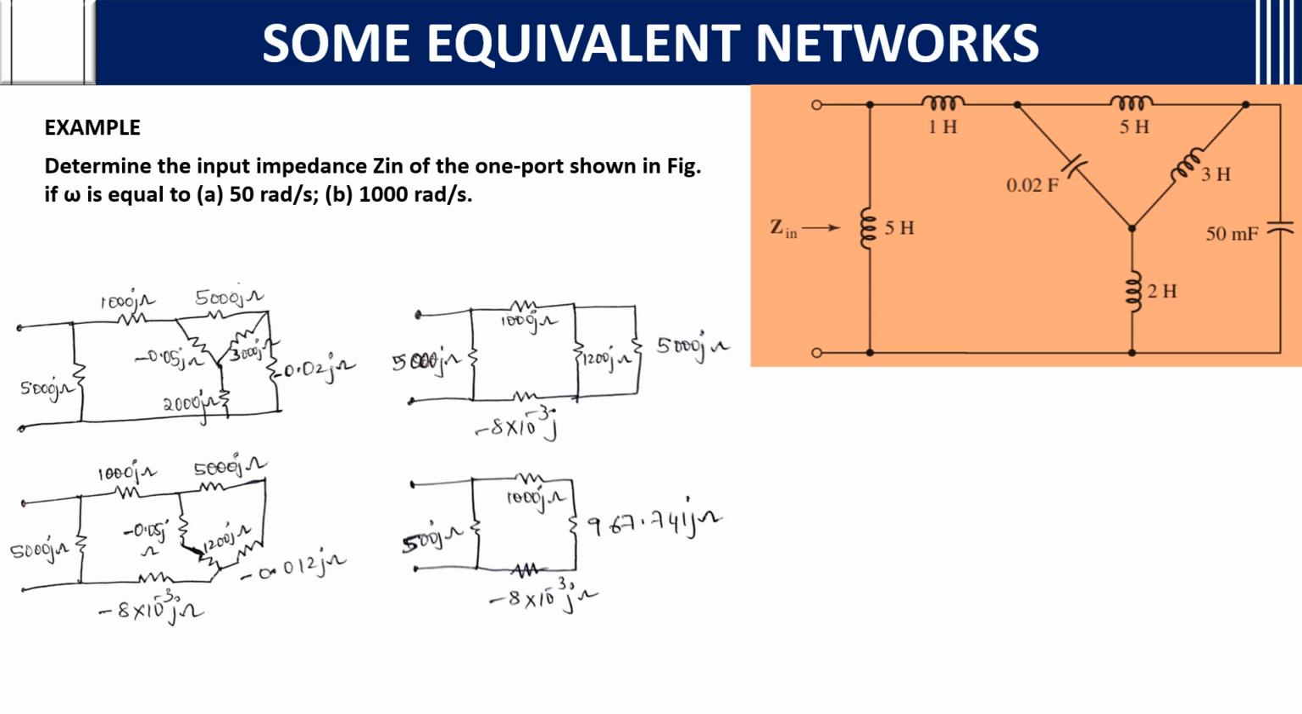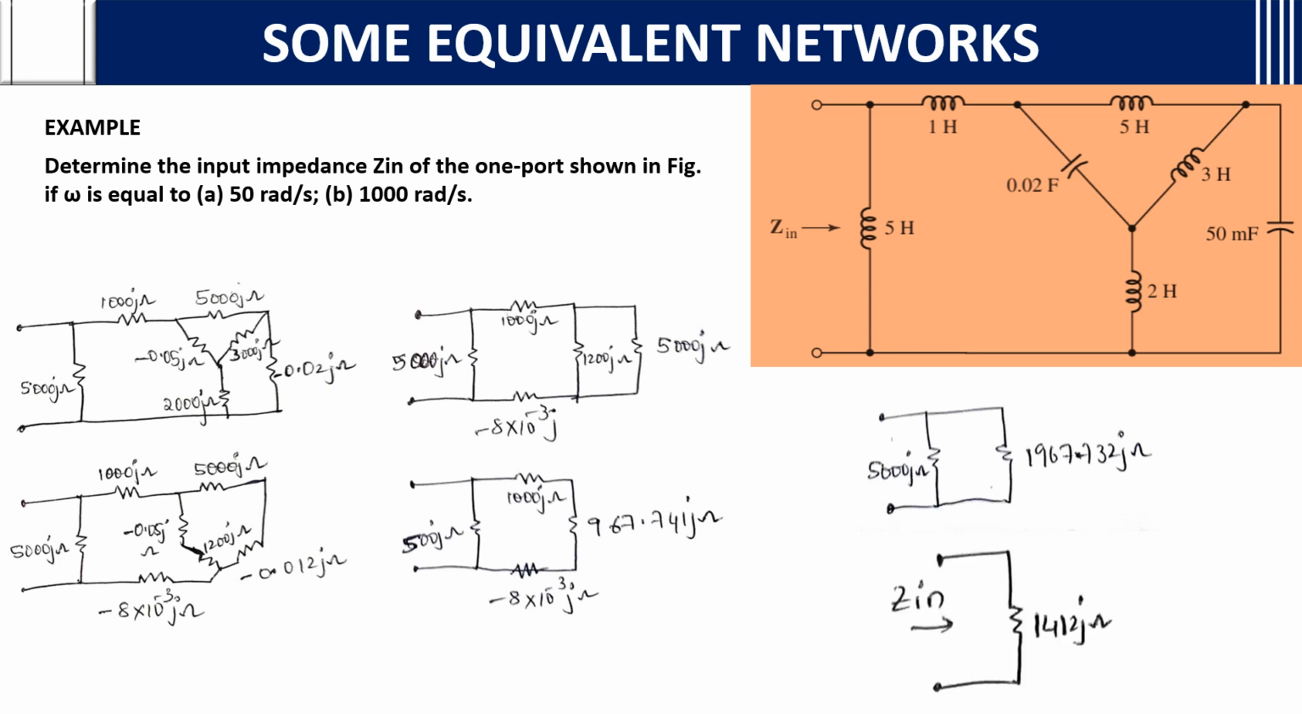Then later, in the same way, these two are in parallel, and if you calculate, you will get 967.741 j ohms. Again, if you see these all three are in series, then what you will do? You will add up. After adding, the network looks like this. Again, these two are in parallel. Calculate for the parallel equation. What value you will get is 1412 j ohms as the input impedance.